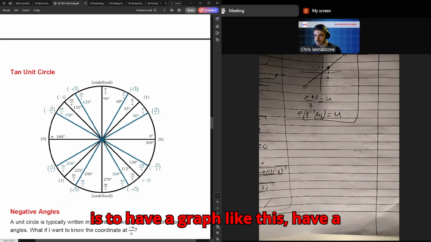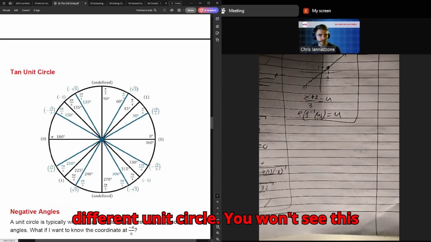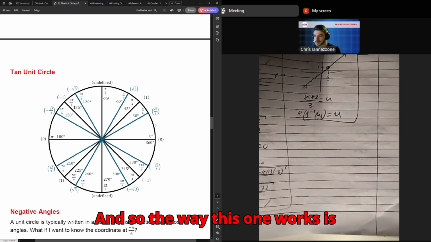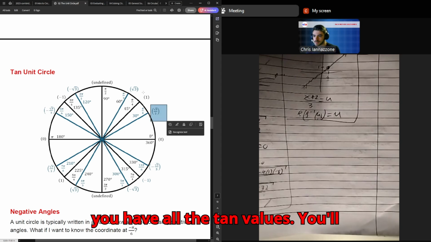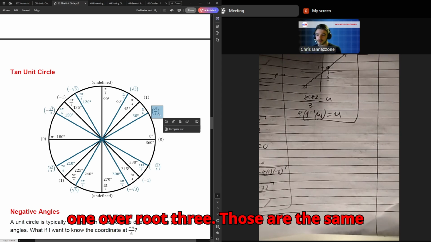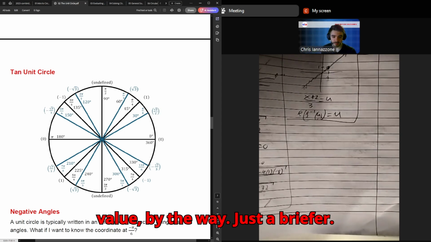And so one way that I've brought up to memorize tan values is to have a graph like this, have a different unit circle. You won't see this anywhere else because I made this. And so the way this one works is you have all the tan values. You'll notice I've written root 3 over 3 instead of 1 over root 3. Those are the same value, by the way.